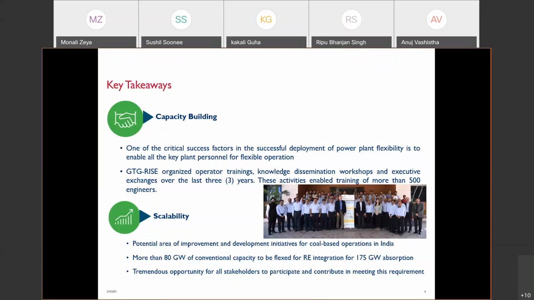So from our end, the learnings that we had within these pilots, we demonstrated through various workshops, through various webinars. We continue to do so. This is one of the ways we have been doing it over the last 1 year. And in terms of scalability, as I mentioned, close to 82 gigawatts is something that we are looking at. Those numbers are significantly high. There is a potential area of improvement in development initiatives, and it poses a lot of opportunity for all these stakeholders to contribute in meeting this requirement. Next slide, please.